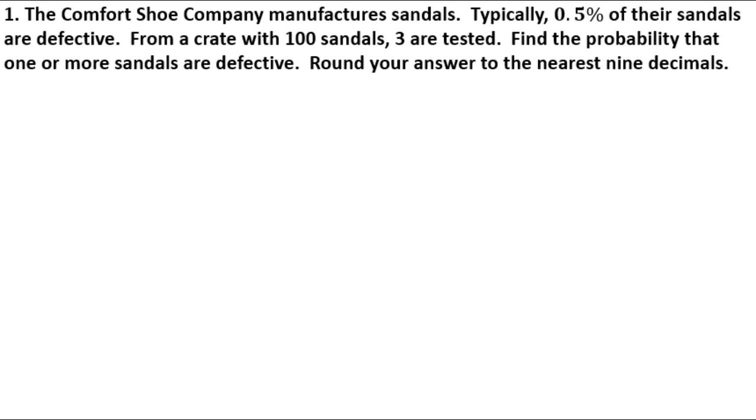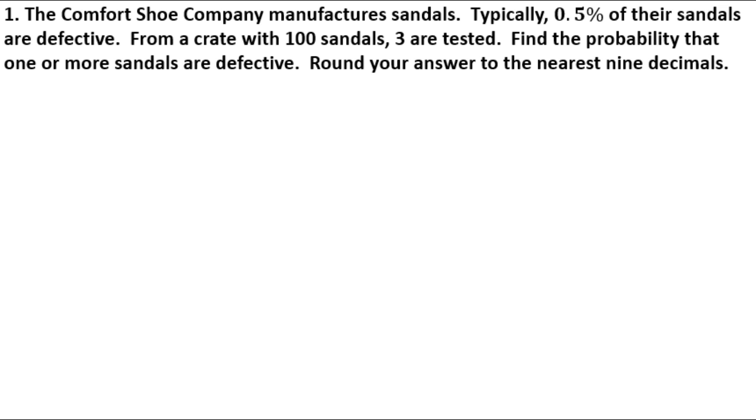Now, the probability that 1 or more is defective, let's see, so we can have 1 be defective, we can have 2 be defective, or we can have all 3 be defective. We can calculate the probability that 1 is defective, then add that to the probability that 2 are defective, and then add that to the probability that all 3 are defective. That will work. And we can add all those together.